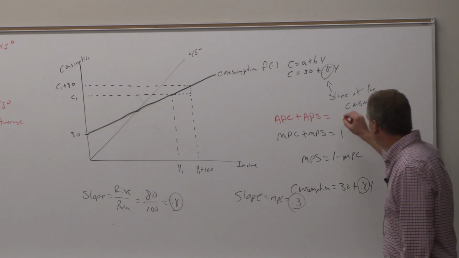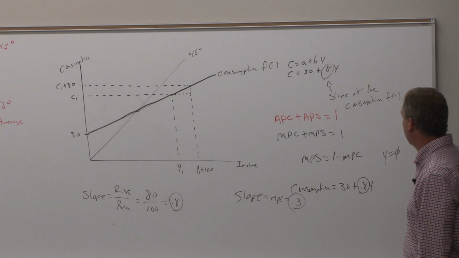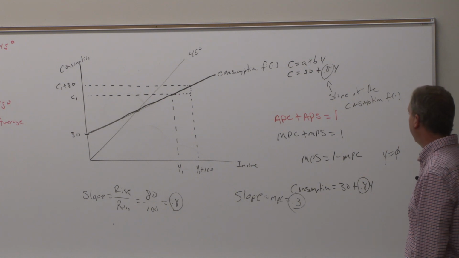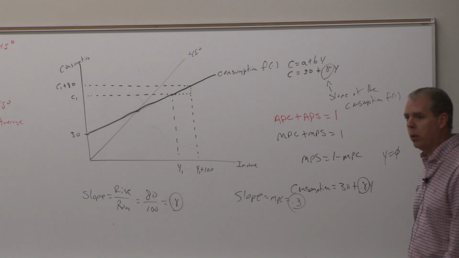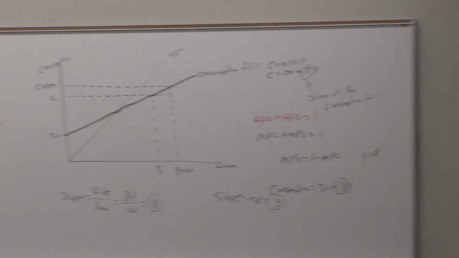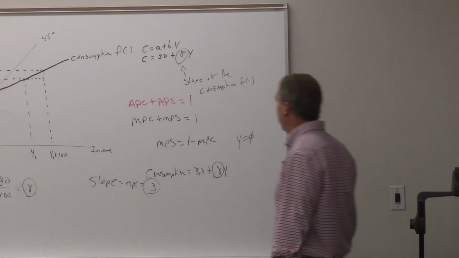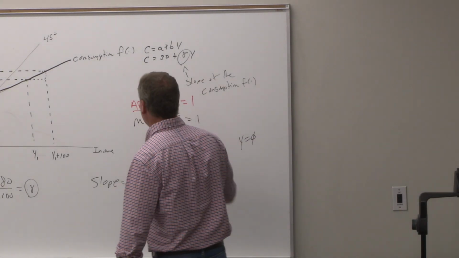They're all equal to 1. There's only two things you can do with your money. You can consume it or you can save it. What else could you do with it? There's no black hole it goes into. There's no black hole it comes out of, right? It's either spent or it's saved.